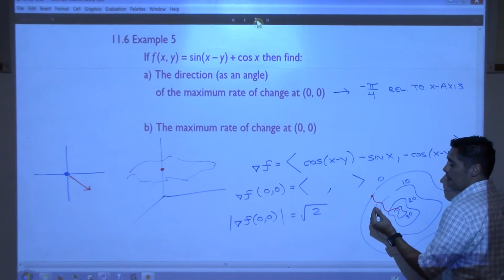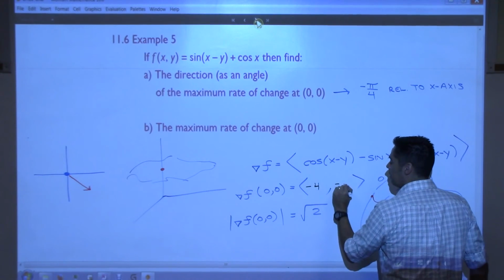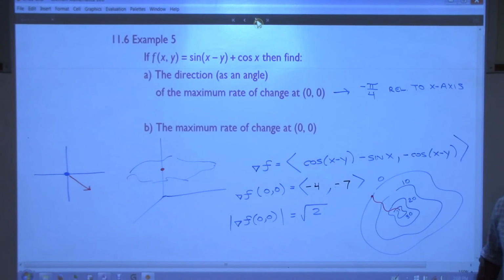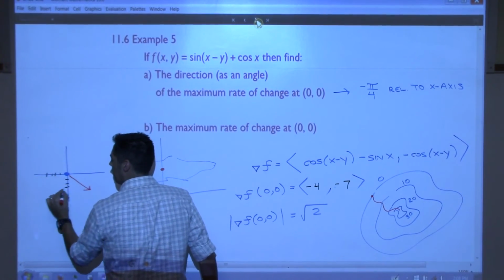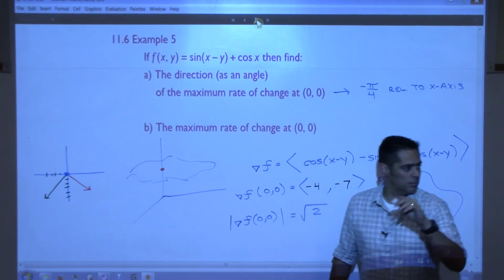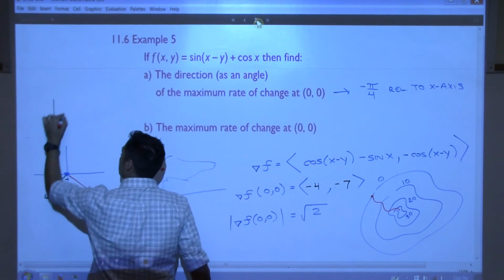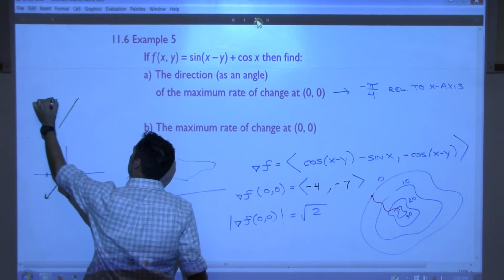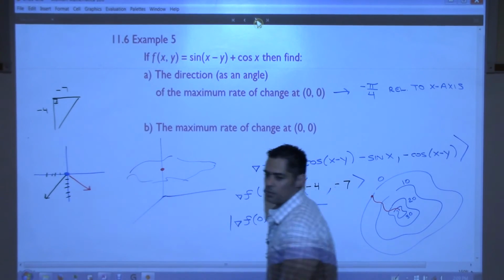What if we got a gradient vector of -4, -7? What would the angle be? You would come over here, and you'd be at -4, -7. You'd be down here, right? So you could make a triangle out of that. It would look like this. -4, -7. You're trying to find an angle here. So what would you do?